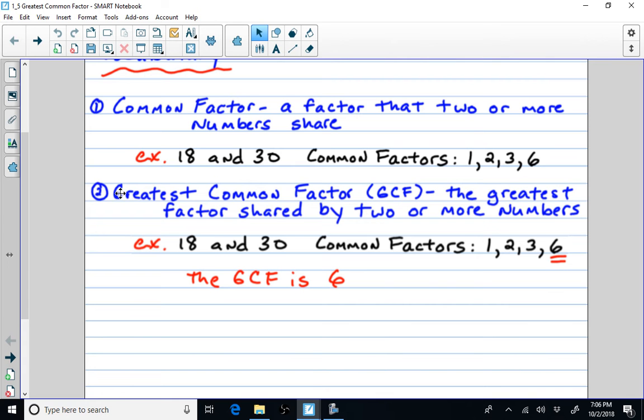A second vocabulary term is the greatest common factor, or GCF. The greatest factor shared by two or more numbers. When we look at the common factors of 18 and 30, 1, 2, 3, and 6, the greatest of those common factors would be the 6.